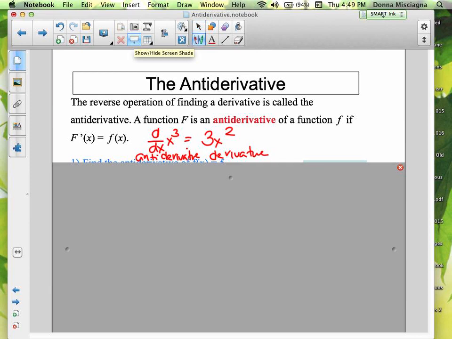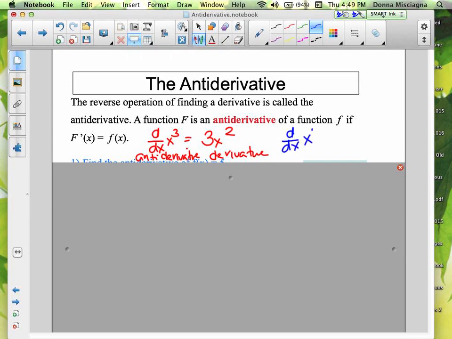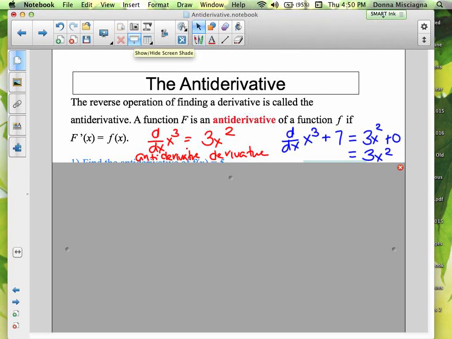What if I have this as my function? x cubed plus 7. And I take the derivative of that. Well, we take the derivative of the x cubed and we take the derivative of the 7. The derivative of x cubed is 3x squared. How about the derivative of 7? Well, the derivative of a constant is just 0. So we get the very same derivative for x cubed plus 7 as we did for x cubed. They have the exact same derivative.